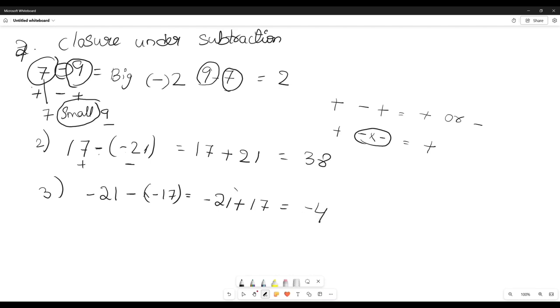Because for the bigger number, whichever sign is there, we get the same sign here. It always depends upon the bigger number and the sign. First, you have to see which number is bigger and for the bigger number which sign is there. Then only proceed to write the answer here. Okay, I think everyone understood about closure under subtraction.